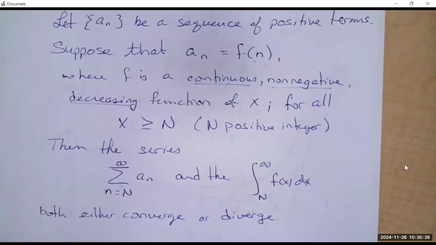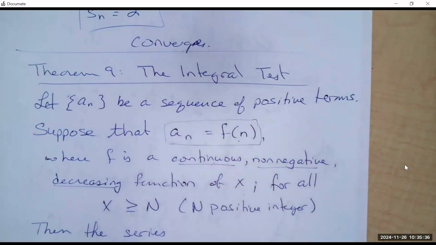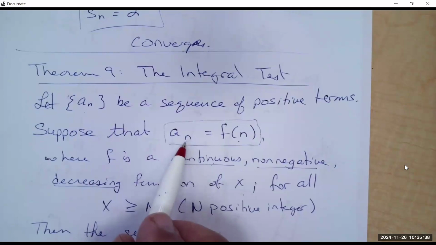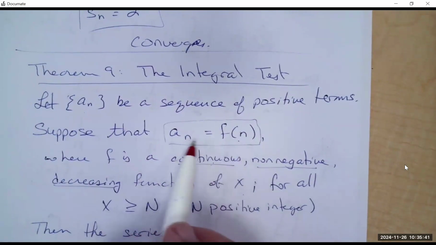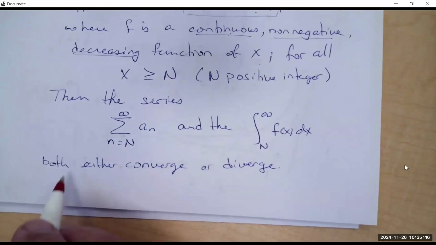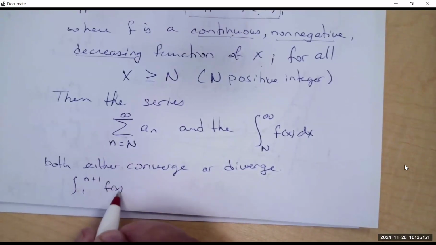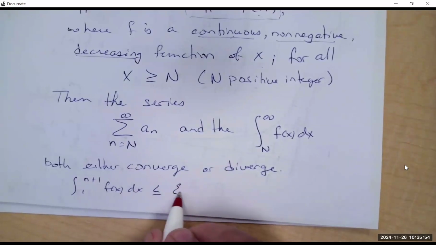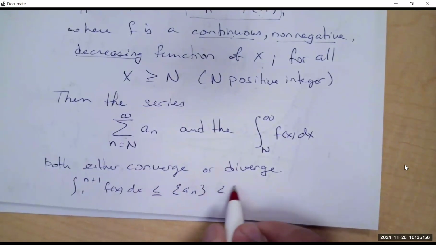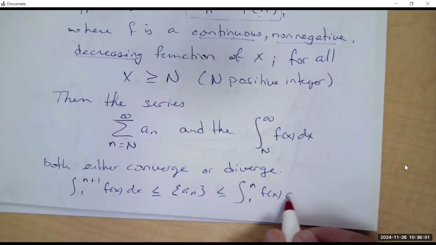Why is that true? Because of this basic fact here. If the sequence a sub n converges, then the function converges. If it diverges, it diverges, because they're a one-to-one relationship. Or we could look at it this way: the integral from 1 to n plus 1 of f of x dx is less than the sum, which is less than or equal to the integral from 1 to n of f of x dx.